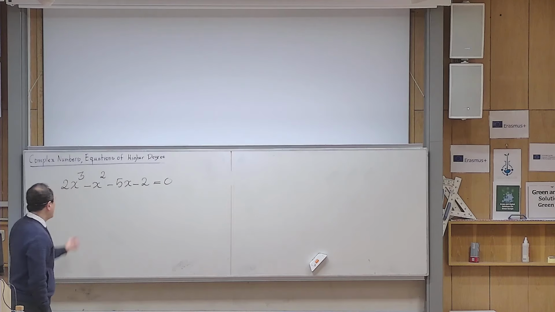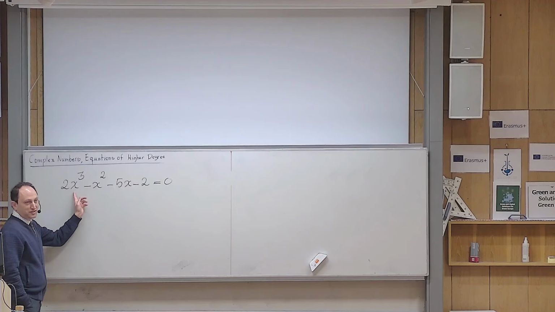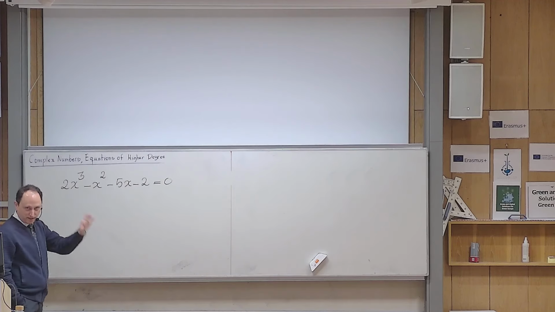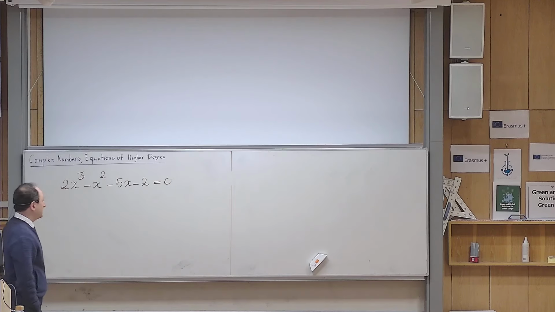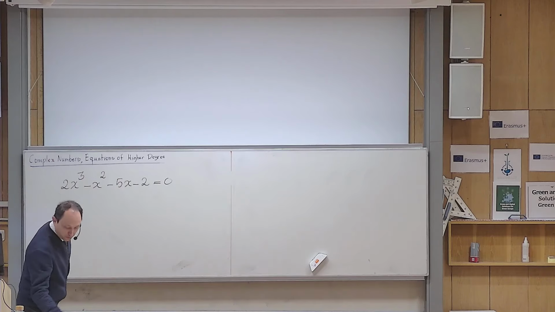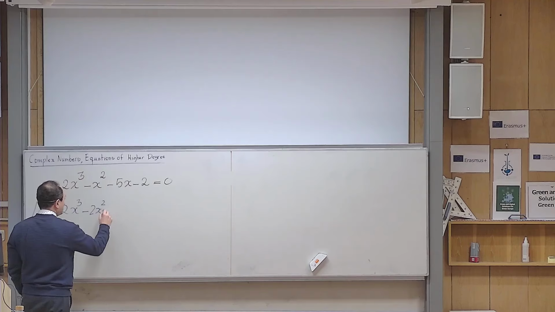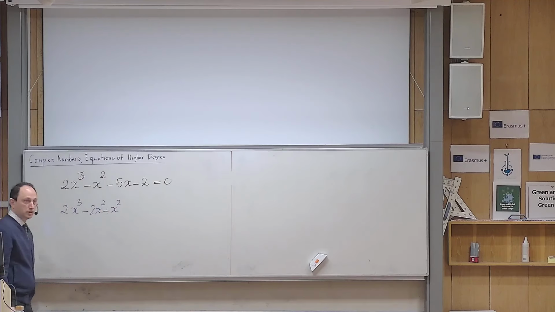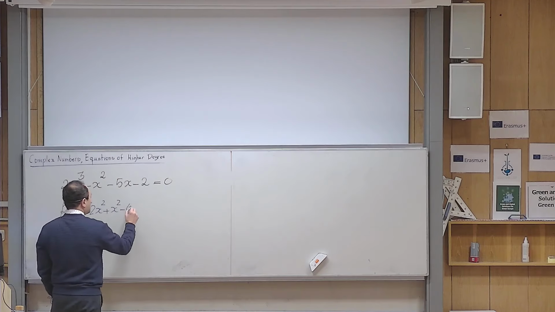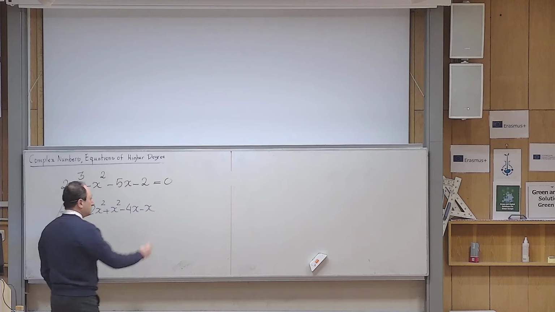Okay? So if GeoGebra knows how to factorize this in a matter of seconds, it means that there is an algorithm that GeoGebra is following. But that algorithm is not something that we can do, especially if the degree is higher. Okay. So for example, if I want to do the factorization to see how weird it could be, I can write 2x cubed. Instead of minus x squared, I write minus 2x squared plus x squared. And instead of minus 5x, I write minus 4x minus x. And then I write minus 2.